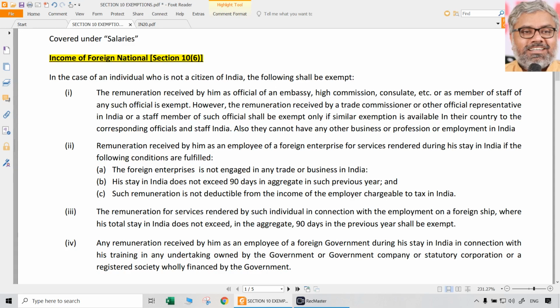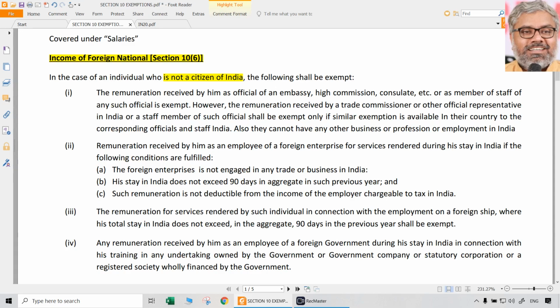Income of a foreign national is exempt under certain circumstances. Explain those. 4 marks. Theory question can be asked. Then you have to write these 4 points. What are the situations where the foreign national's income is exempt? So in case of an individual, naturally, who is not a citizen of India, then only we can call him a foreign national. Not a citizen of India. For them only section 10(6) applies.